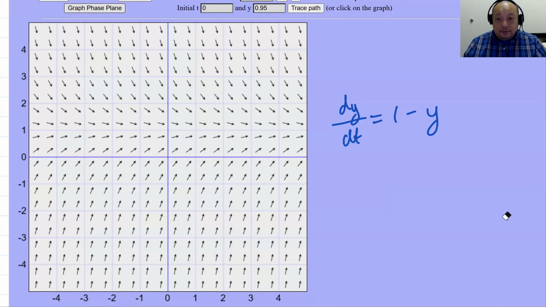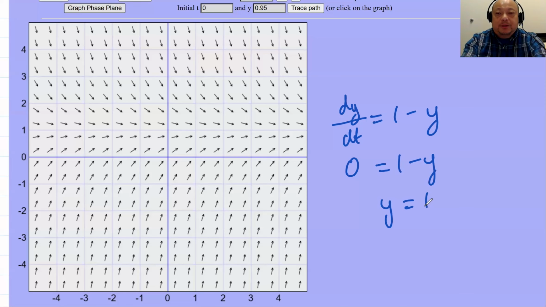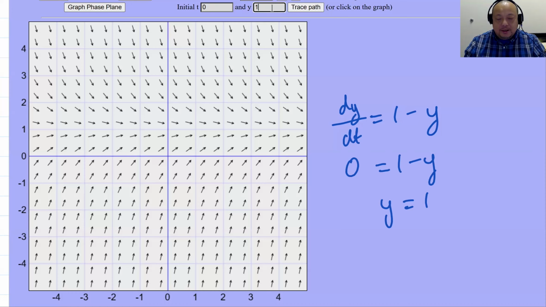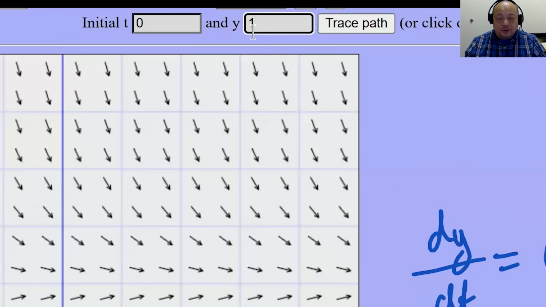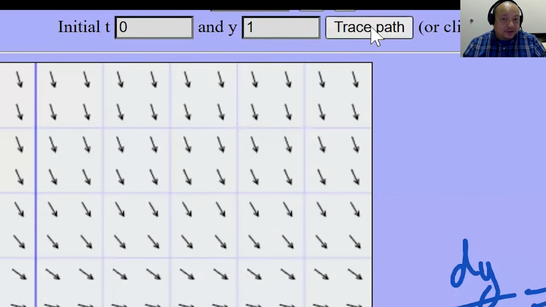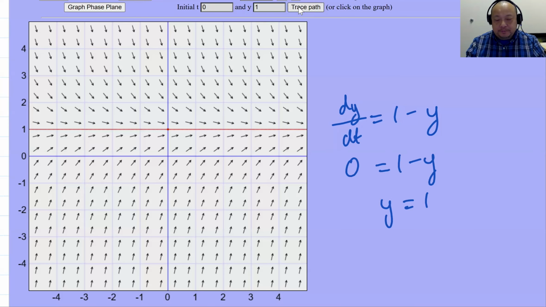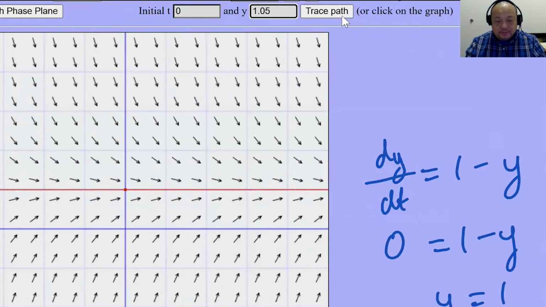Let's take a different slope field. This is dy/dt equals 1 minus y. What's the equilibrium here? Again, I put 0 for the slope, and I get y equals 1. It's the same equilibrium as the previous equation. If I start out with the initial value of t equals 0 and y equals 1, I get a horizontal line. It's an equilibrium. Now, what happens if my measurement is off by a little bit and I get 1.05?